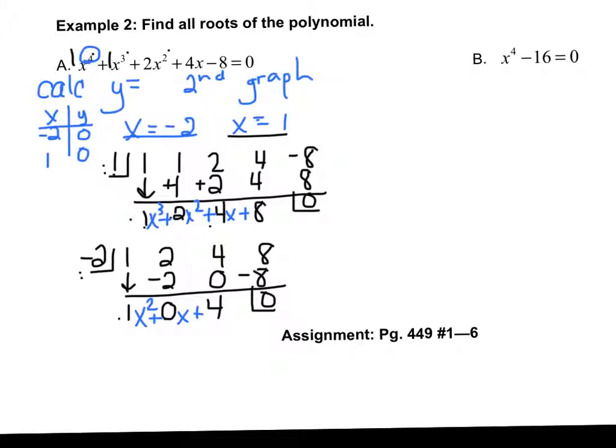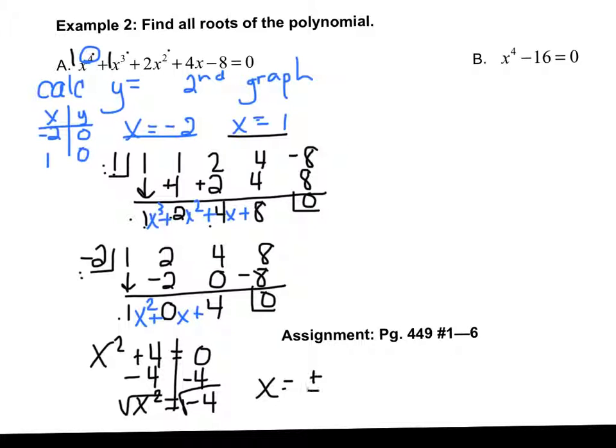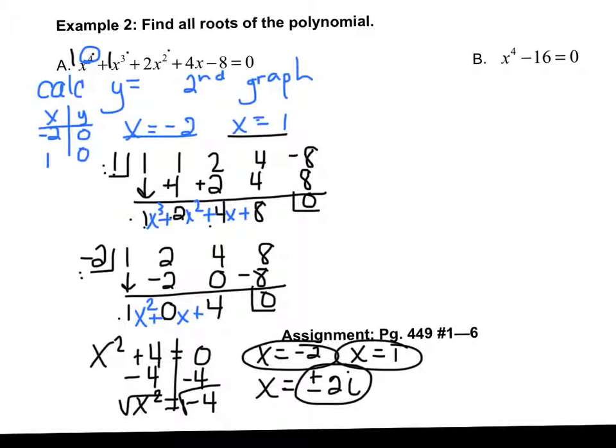Could we factor that? X squared plus 4 equals 0? Well, we can't break it into 2 sets of parentheses, but we can solve it for x by subtracting 4 from both sides. We'll get x squared equals -4, and when we square root both sides, we get x equals plus or minus 2i. So we have 2 zeros right there, those are imaginary, and then we have the 2 zeros from up above. X equals -2, that's a real one, and x equals 1, that's also real.